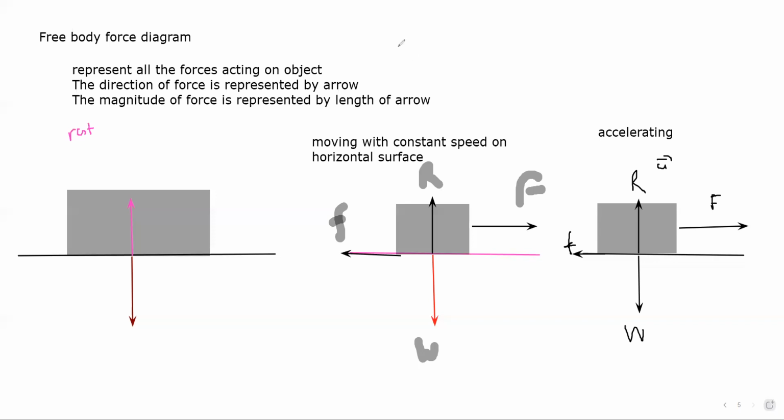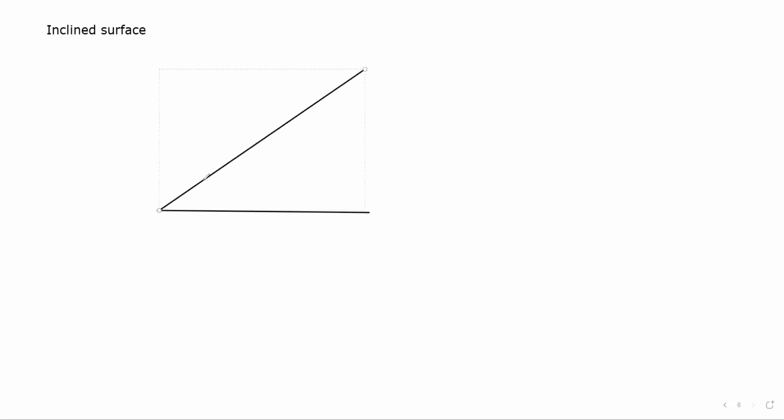Then, on an inclined surface. When an object is on an inclined surface, meaning a surface which is making a certain angle with the x-axis, that is known as an inclined surface. So say there's an object which is placed on the inclined surface, and it can be at rest. For example, the object is at rest.